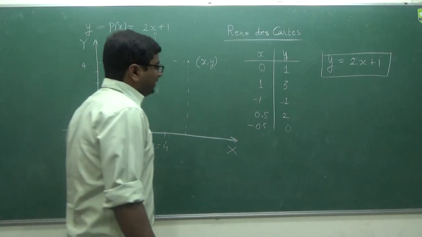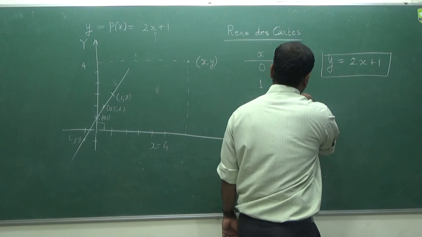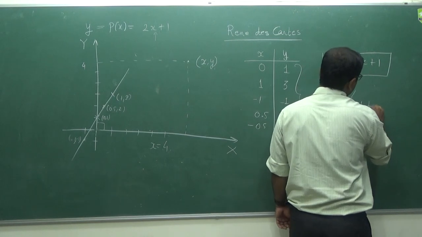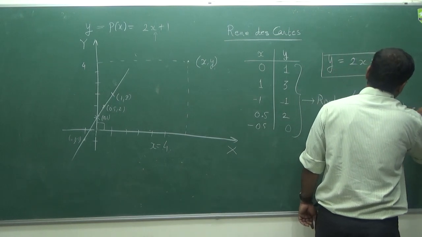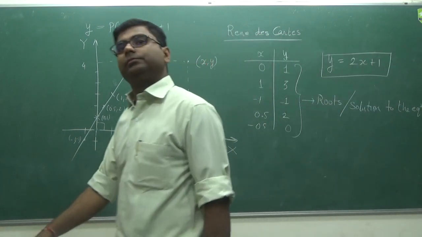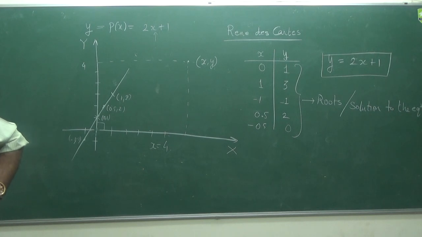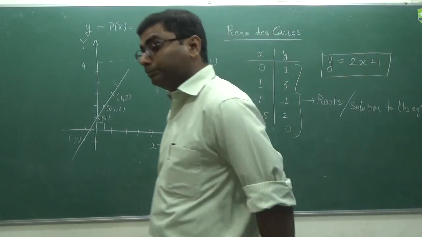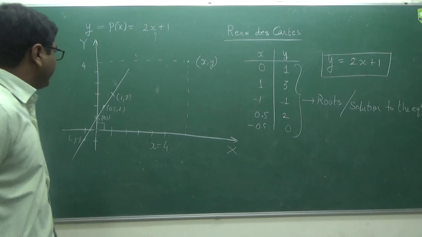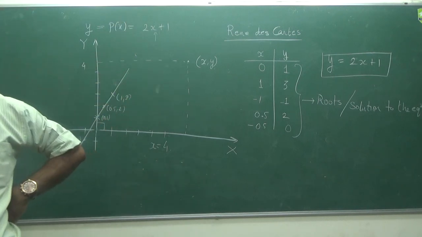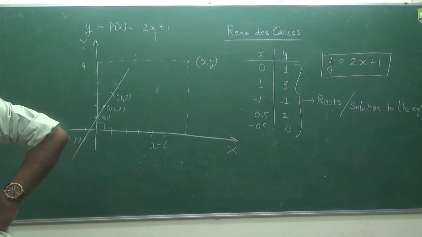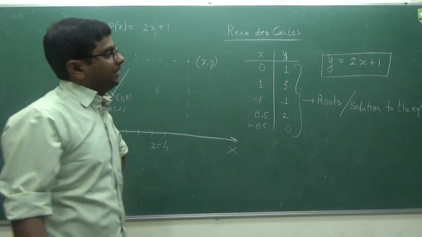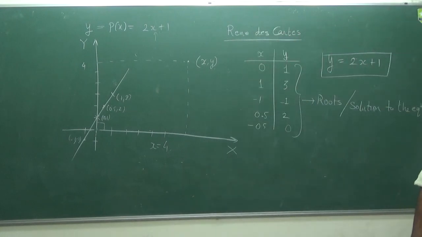So hence, guys, we call these roots or solutions of the equation. What are they called? Roots, or solutions. Clear? This is good? Now, how many roots are there in this linear equation? Infinite, because there are infinitely many points. Clear? Right?